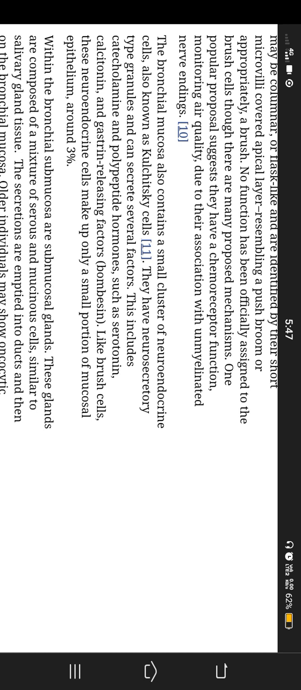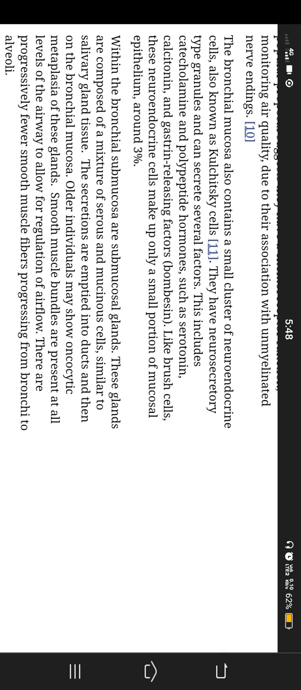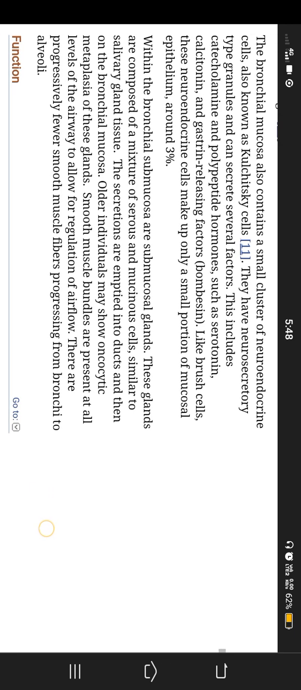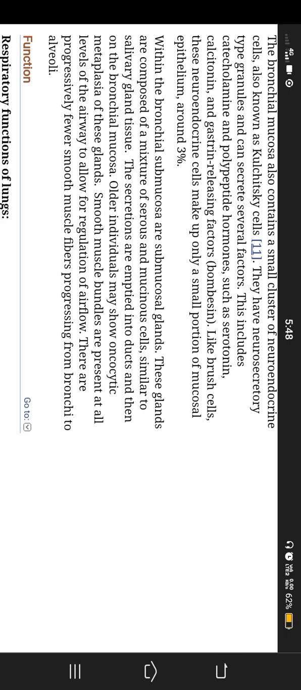The bronchial mucosa also contains a small cluster of neuroendocrine cells, also known as Kulchitsky cells. I'm not sure about the pronunciation. They have neurosecretory type granules and can secrete several factors. This includes catecholamine and polypeptide hormones such as serotonin, calcitonin, and gastrin-releasing factors like bombesin. Like brush cells, these neuroendocrine cells make up only a small portion of mucosal epithelium, around 3%. Within the bronchial submucosa are submucosal glands. These glands are composed of a mixture of serous and mucinous cells similar to salivary gland tissue. The secretions are emptied into ducts and then onto the bronchial mucosa. Individuals may show oncocytic metaplasia of these glands.